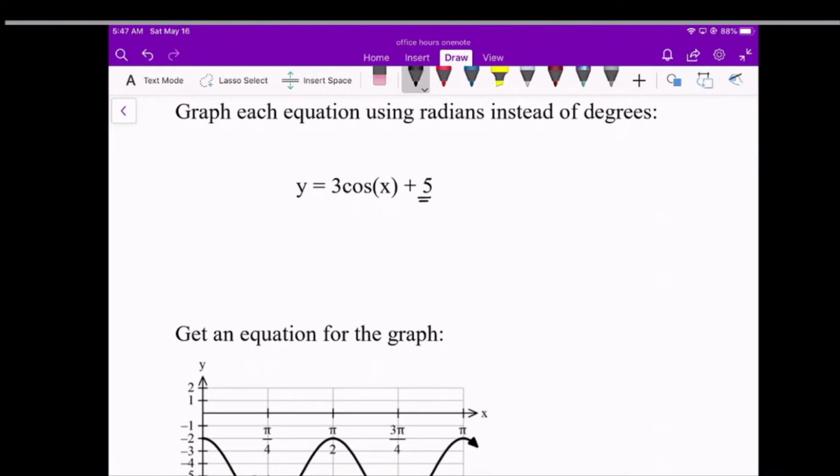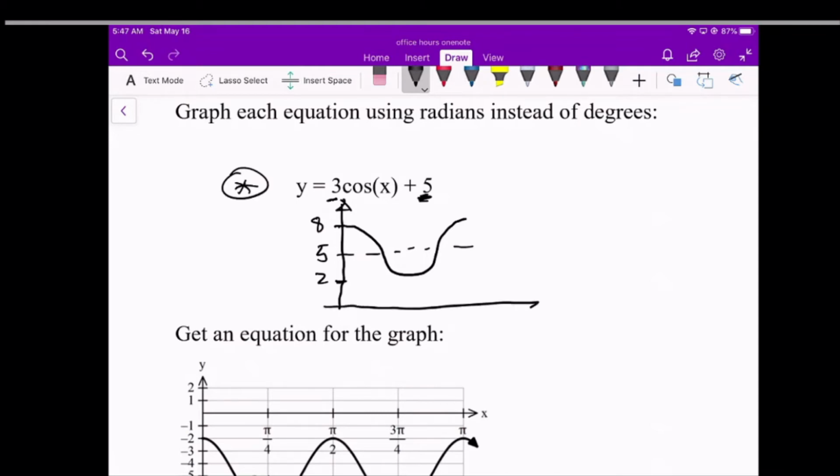It'd be nice if we could graph in radians as well as degrees. So as an example, let's graph this equation. To graph this, I'm going to first just draw the curve. It's a cosine, so it starts at the top, goes to the middle, and back up. I'll draw my y-axis here as well. The midline is at 5. The amplitude is 3, so it goes up 3 from there, and down 3 from the midline of 5 gets me to 2, and that means the x-axis has got to be down here. And I've got my graph.